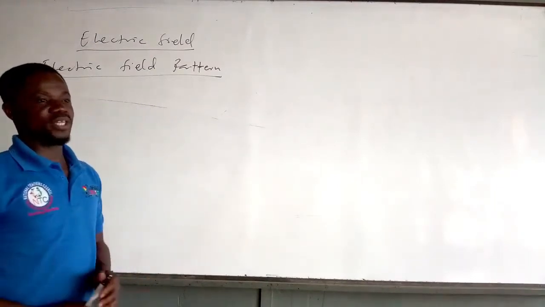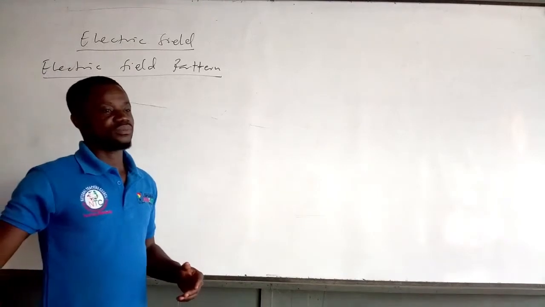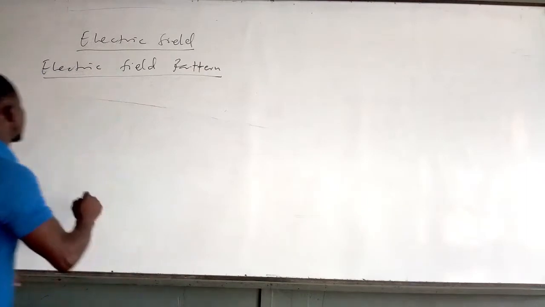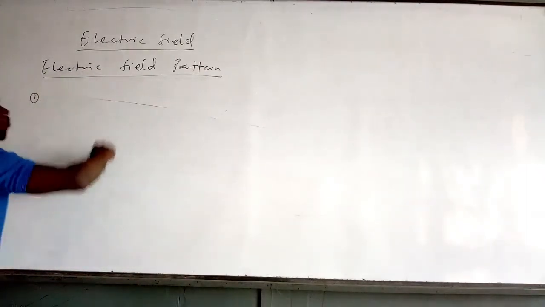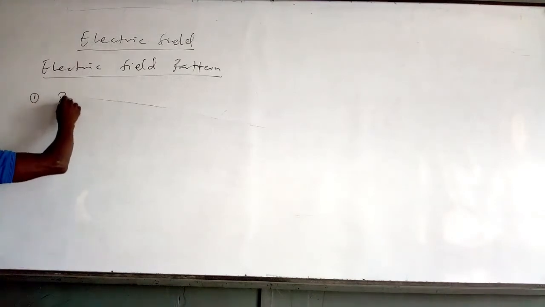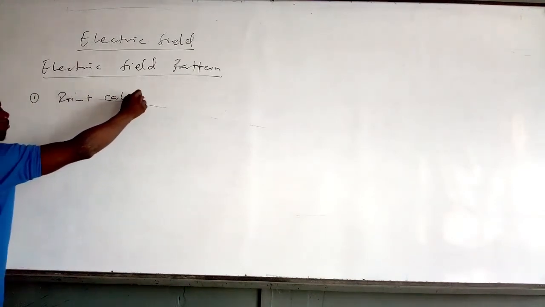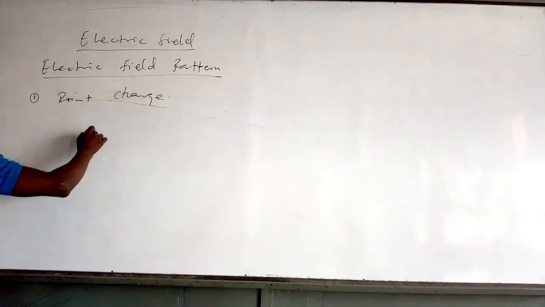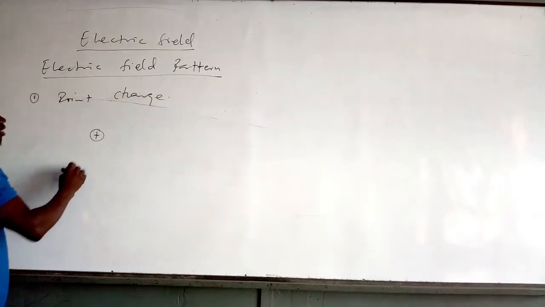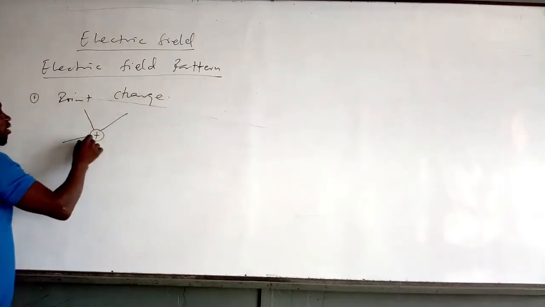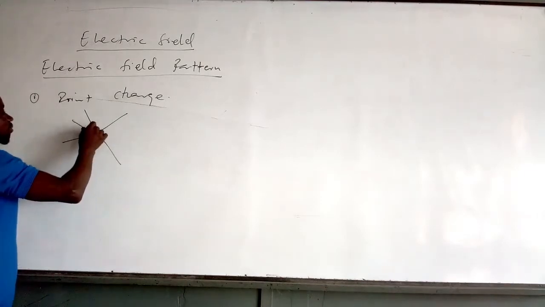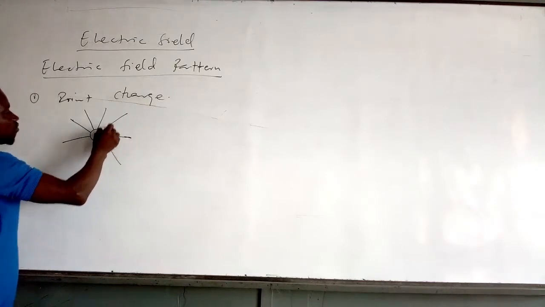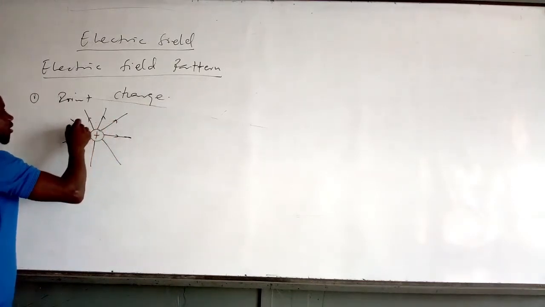Now, when we say lines of force pattern, we refer to how the lines of force are arranged for various charges. Good. Number 1, lines of force pattern for a point charge. Let's take for instance a positive point charge like this. The lines of force pattern around this positive point charge are like this. What that means is that they move away from the positive charge.